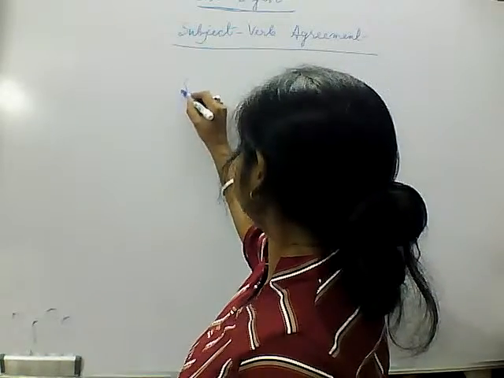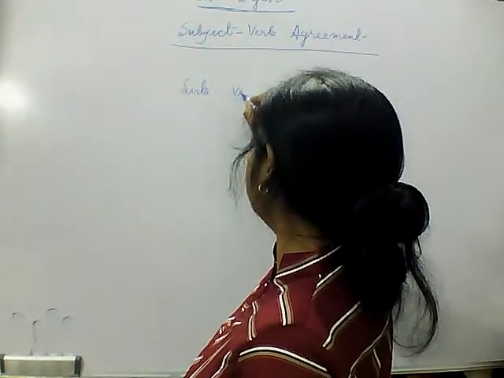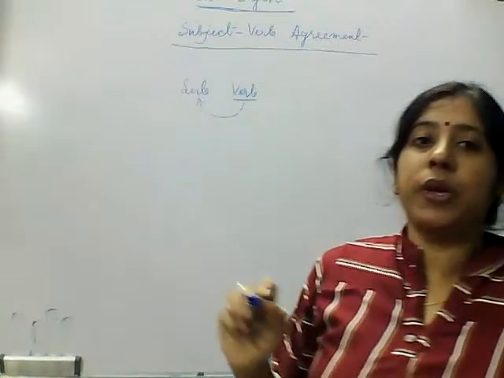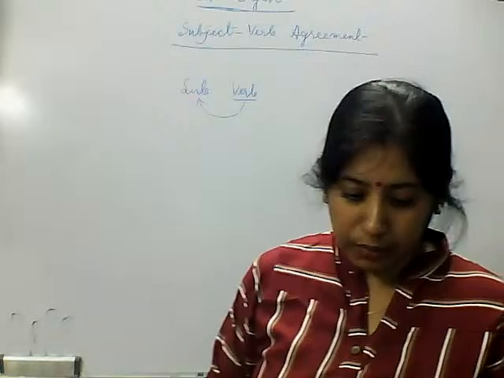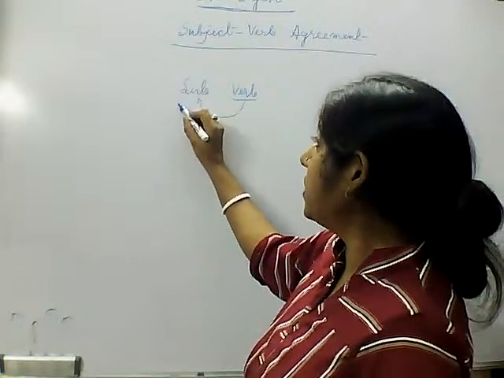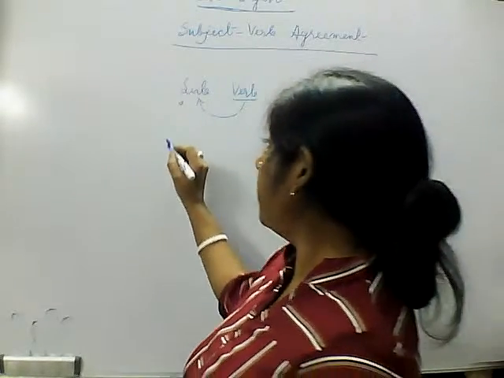So this is the subject. When we are using a verb, it must agree with this subject. That's why we call it subject-verb agreement. It agrees with the number of the subject, or we can say person. Suppose I am giving an example.